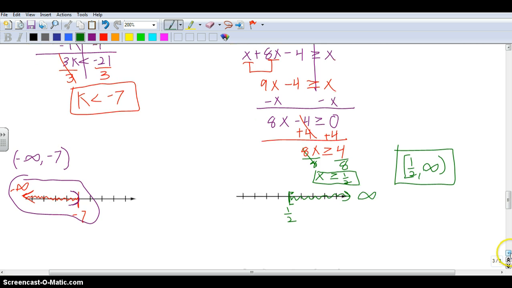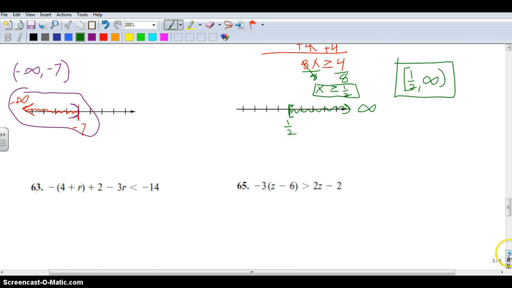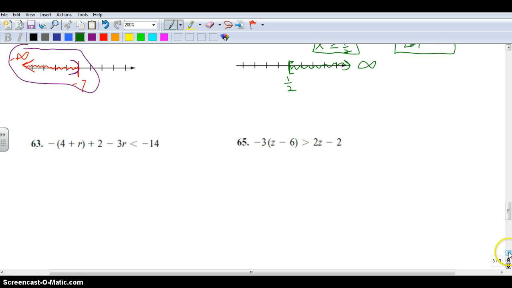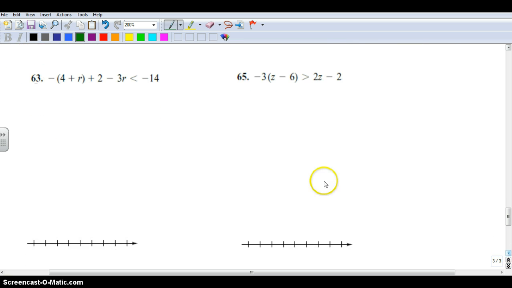Okay, let's see what we got going on next. Okay, I'm going to try to knock out one or two of these. We'll see. It looks like there might have to be a third video on these inequalities because it's not something I want to rush through.